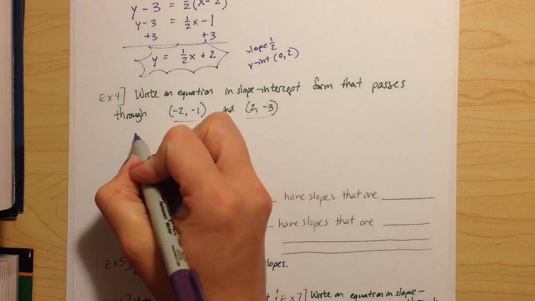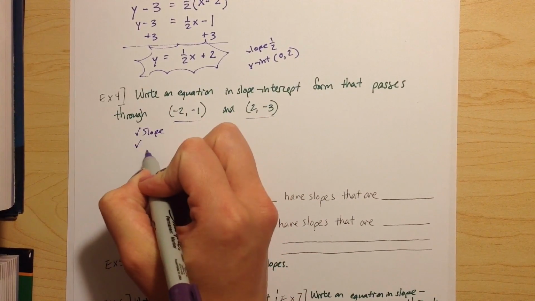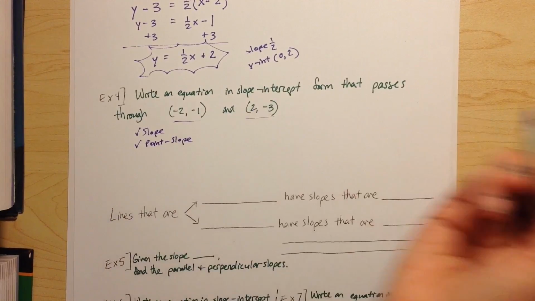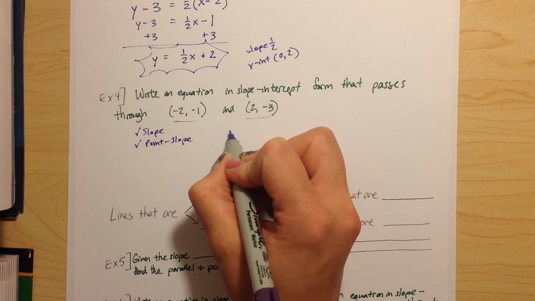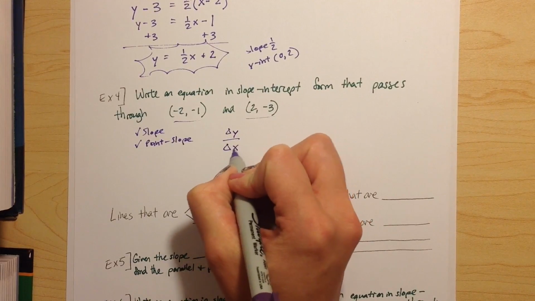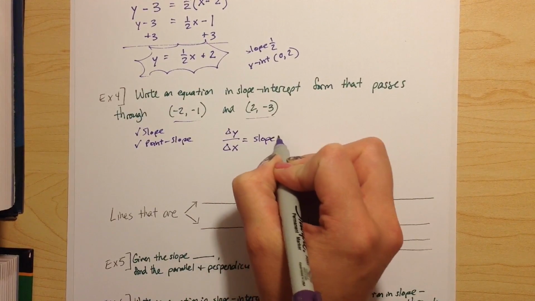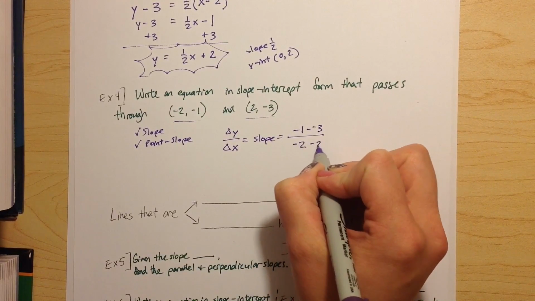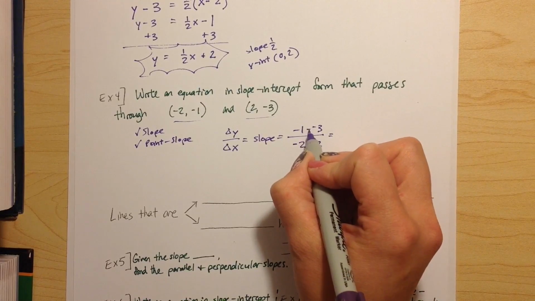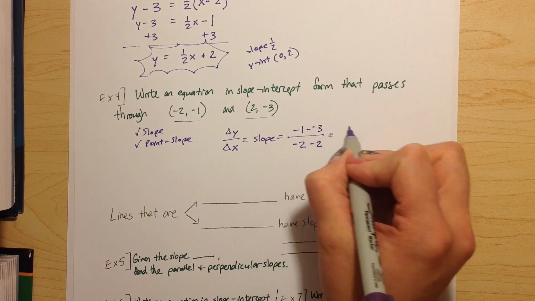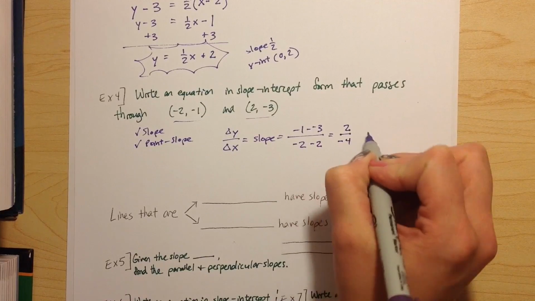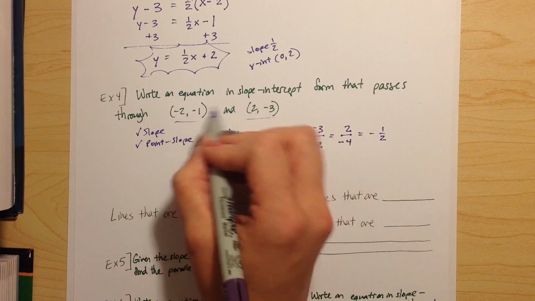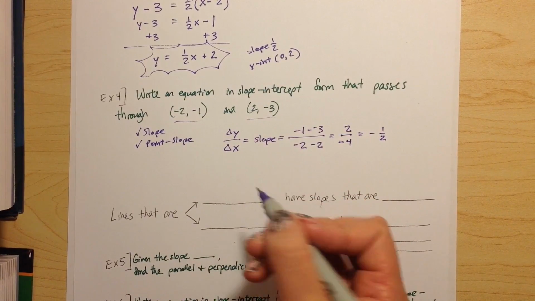So I need to first find the slope between these, and then use my point slope form, since neither of these are my x-intercept. So first I find the slope. Change in y's over change in x's, that's going to be my slope. -1 minus -3 all over -2 minus 2. Subtracting a negative is really adding a positive, I get 2 over -4, so I get -1/2 as my slope. Does not matter which one of these I use for point slope, you'll get the same answer either way.